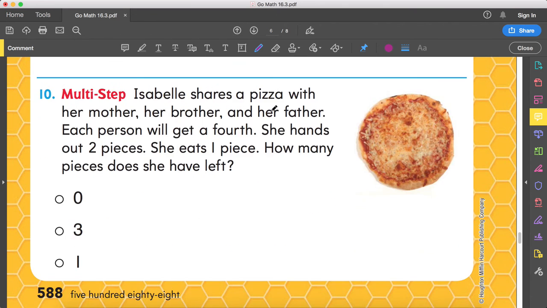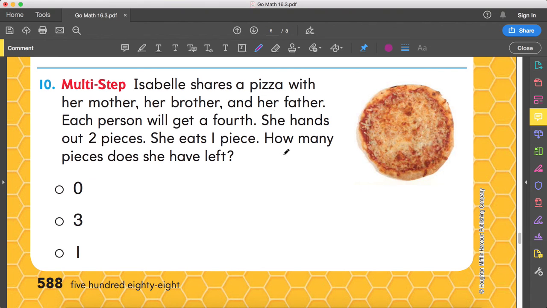Number 10. Isabel shares a pizza with her mother, her brother, and her father. Each person will get a fourth. She hands out 2 pieces. She eats 1 piece. How many pieces does she have left? Each person will get a fourth, so that means we have to divide our pizza into fourths. Then she hands out 2 pieces, and she eats a piece. How many pieces does she have left?